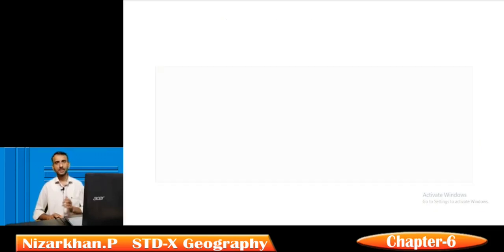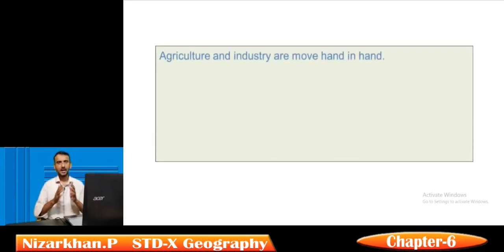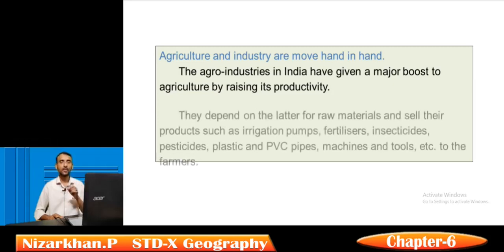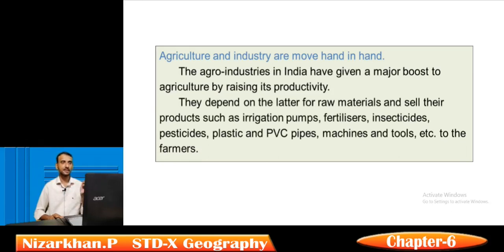Then there is another question. Agriculture and industry move hand in hand. Why? The agro industries in India have given a major boost to agriculture by raising its productivity. How? They depend on agriculture for raw materials and sell their products such as irrigation pumps, fertilizers, insecticides, pesticides, plastics and PVC pipes, machines and tools, etc. to the farmers. So they move hand in hand.